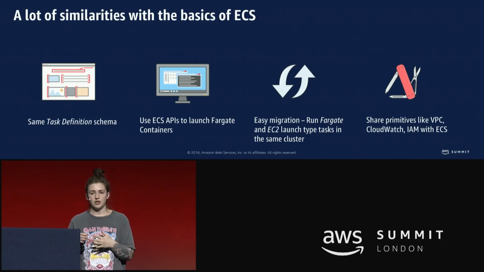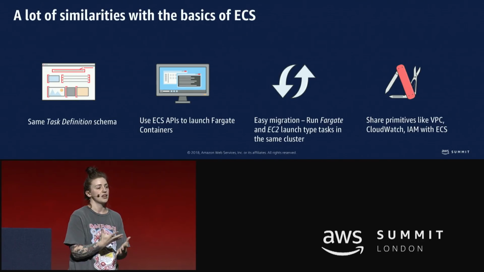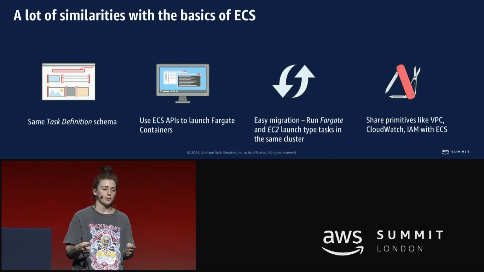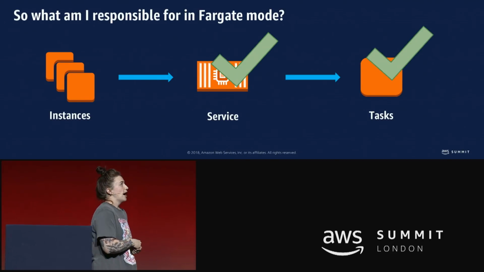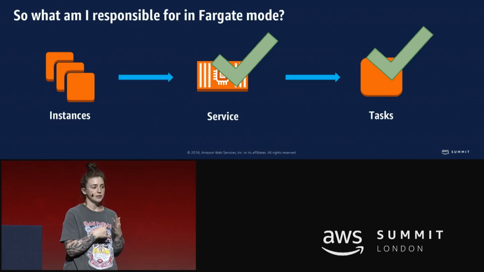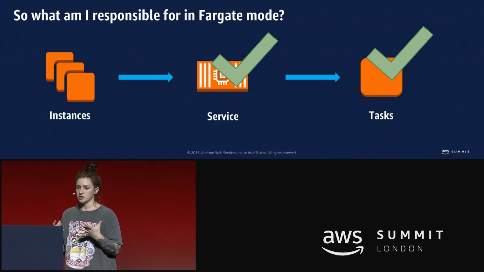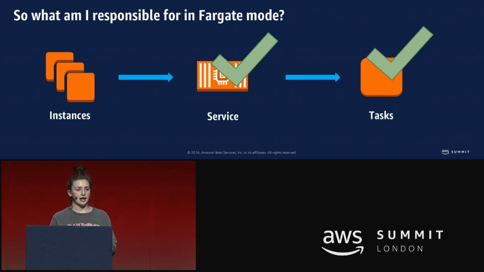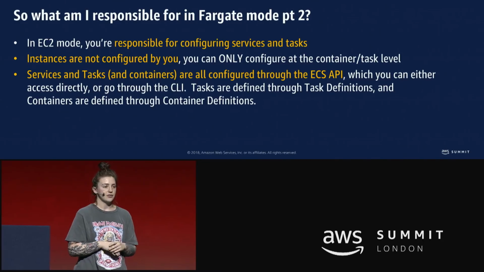And it shares primitives with ECS. So primitives means kind of the AWS integration side of things. So VPC or IAM or CloudWatch or CloudTrail, those are all used the same way in ECS mode, in EC2 mode, and in Fargate. I removed a checkbox here, though. So in Fargate mode, I'm not responsible for the instances themselves. The cluster happens on the Amazon side. I'm still responsible for services and tasks, and that's how I define what's running. So the containers that I'm using and all of that good stuff. The instances are not configured by you, but everything else is exactly the same, right?